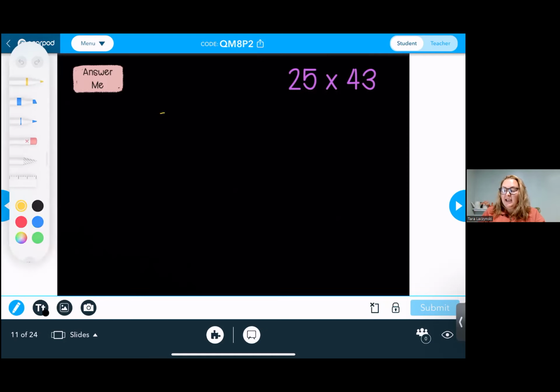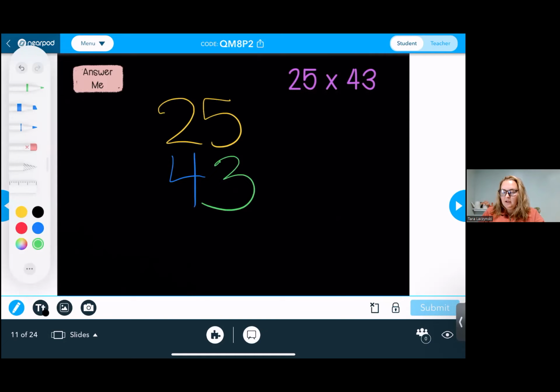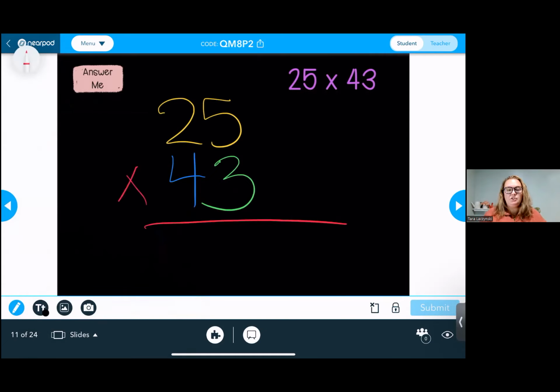So I'm going to stack these again. I could do 25 on the top, or I can do 43 on the top, and I'm going to color code my bottom numbers so that you can really see what we're doing. We'll do that. All right. And we need our multiplication sign. So if you want to try this on your own, pause the video right here. Go ahead and solve it and then press play again. If you want to watch me go through it, here we go.